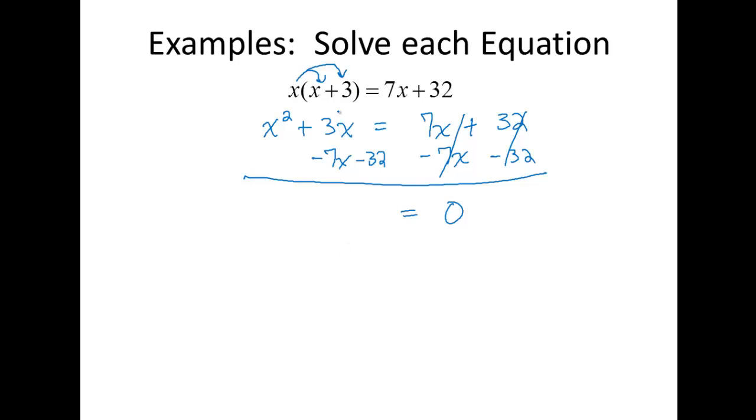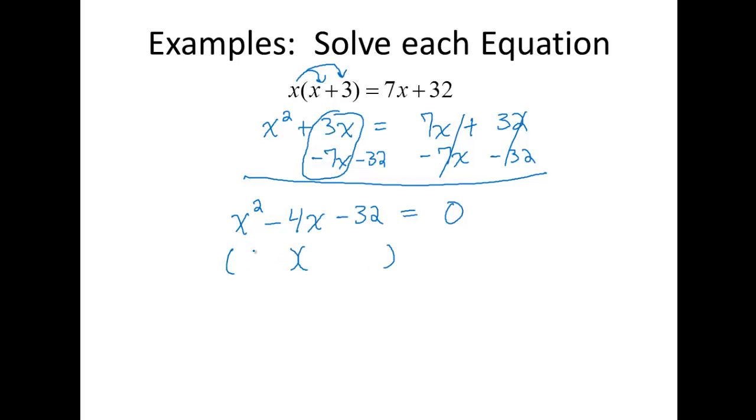I can only combine these two like terms, right? They both have an x. 3 minus 7 is negative 4. So I get x squared minus 4x minus 32 equals 0. Now I'm at a point where I can factor, because all my terms are on one side set equal to 0. We always have to get it into that point, or we won't be able to use the zero product property, zero factor property. So I'm going to factor.